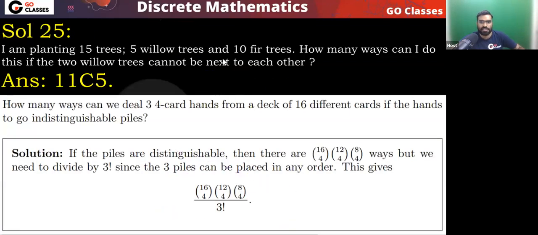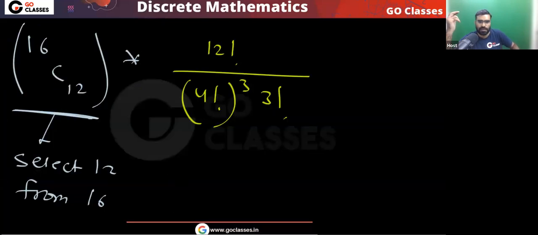See the final answer, you can check it. 12C2. If the piles are distinguishable, how many ways to deal 3 4-card hands from a deck of cards. See, if you simplify this, what are you going to get? Are you getting the same value?